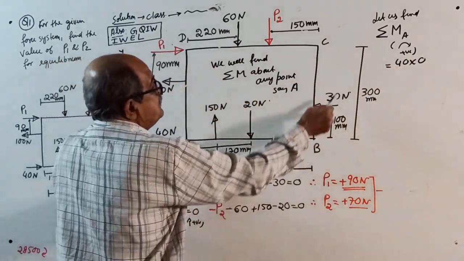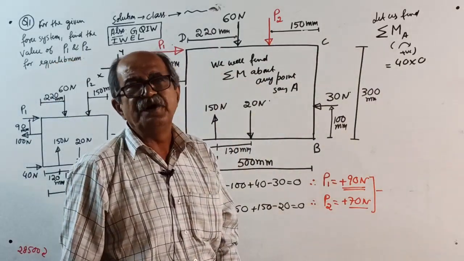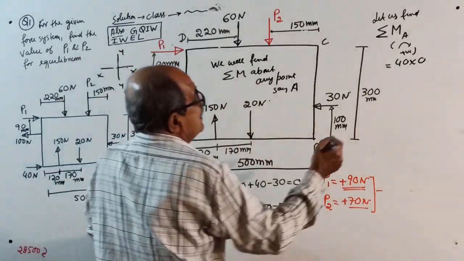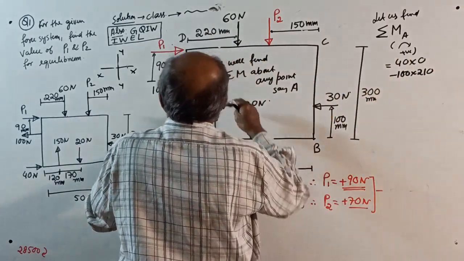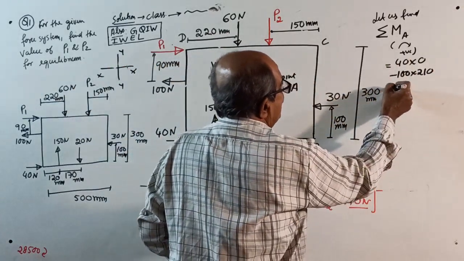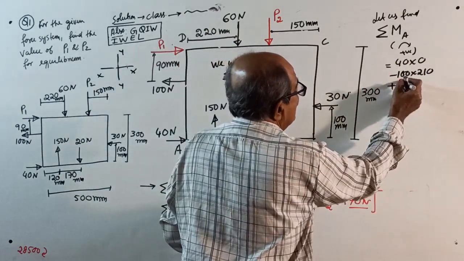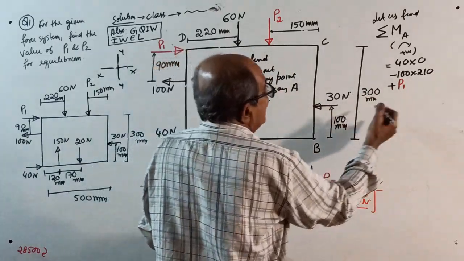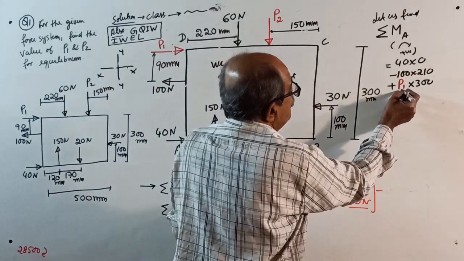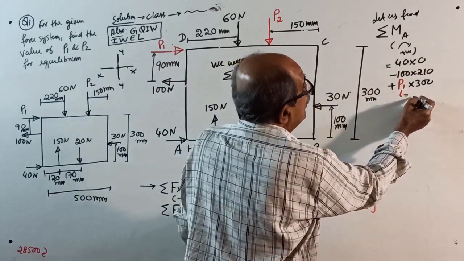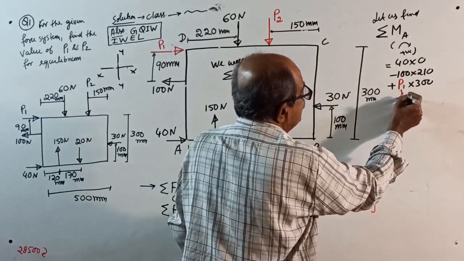100 into, this is 300, this is 90, this is 210. First of all, this I should not explain. So, anti-clockwise, minus 100 into 210. Plus, whatever is that P1, see, whatever is that P1 into 300. Why? It is clockwise. Substitute P1 equal to how much? We got 90 Newton. This P1 we got plus 90 Newton.